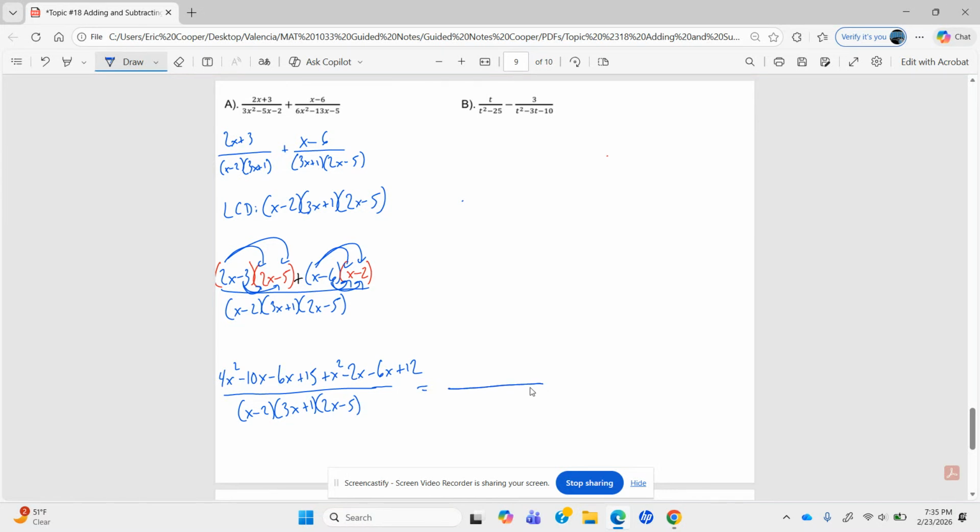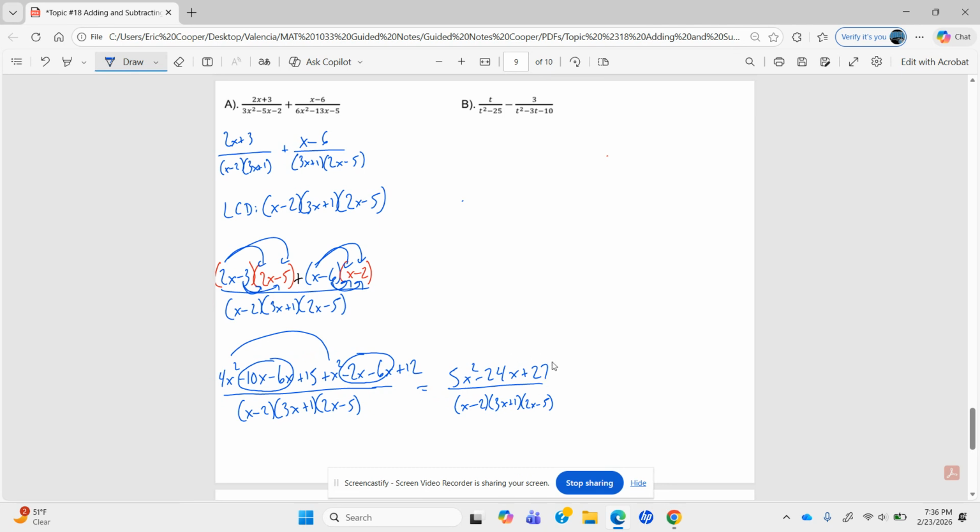We'll look to combine like terms. Again, the LCD does not change. 4x squared and x squared become 5x squared. Negative 10x minus 6x minus 2x minus 6x. So negative 10 minus 6 is negative 16, minus 2 is negative 18, minus 6 is negative 24x. And 15 and 12 make 27.